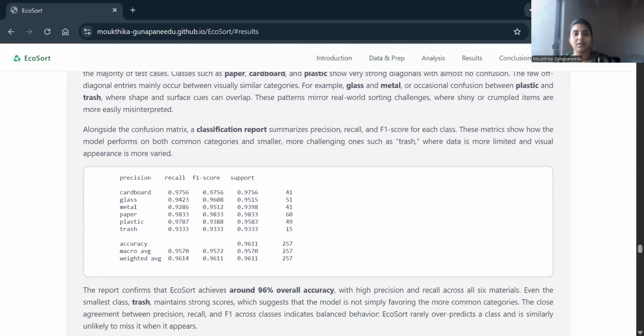So you can see that the per class precision and the recall are high across all six materials, including the smaller trash class. And the macro average scores and the weighted average are both around the mid 90s, which suggests that there's a balanced performance and it's not just doing well on the majority classes. So, in summary, the model performs strongly overall, and it does especially well on clear, distinctive materials. It kind of struggles on borderline, visually ambiguous items, which is exactly where humans also tend to hesitate.